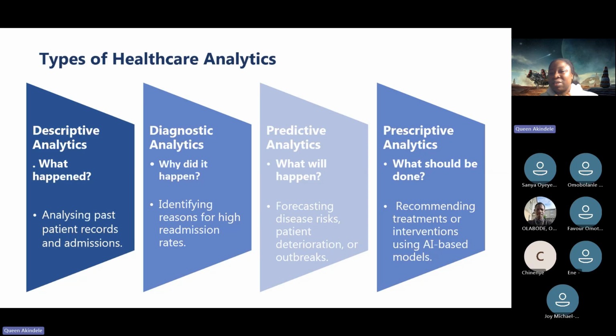So in prescriptive analytics, we look at what should be done. What can we do? We already know what has happened. We know why it happened and what will happen. So what should we do? What are the ways to be able to address the situation or the current organizational challenge that has presented itself?